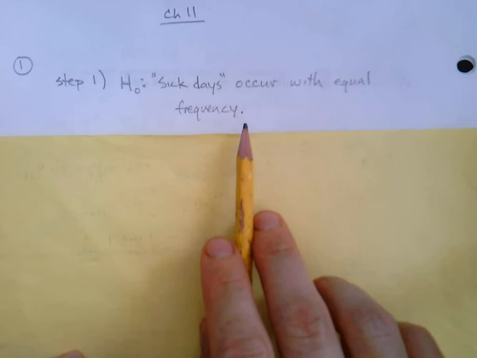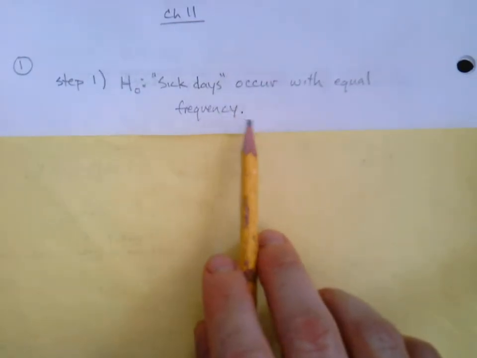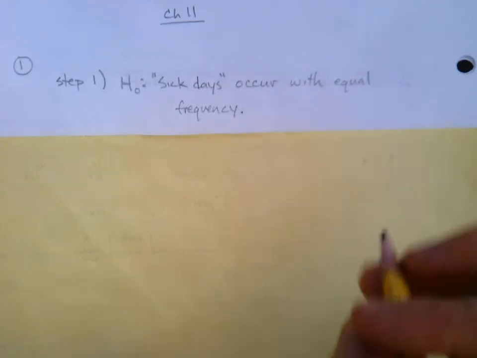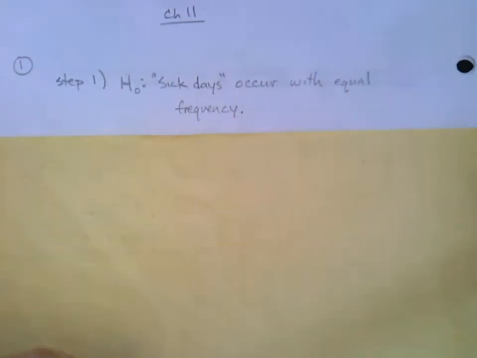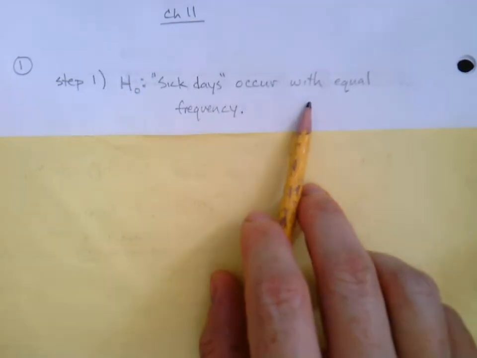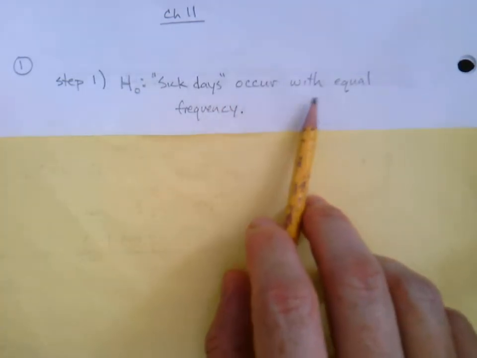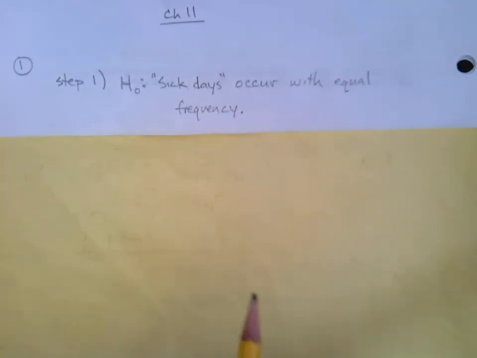When it comes to these sentences, you're going to do whatever seems natural to you, being sure to be clear what you mean. You might not phrase it exactly the way that I did. You might say sick days occur equally throughout the work week, or sick days occur equally from Monday to Friday, something like that. Any of that works. So what's the alternative?